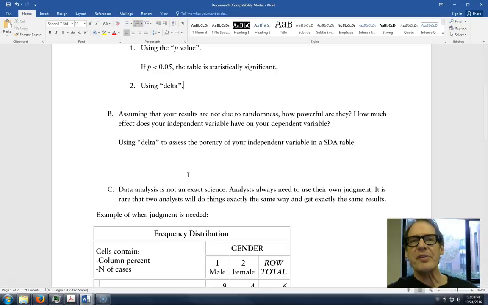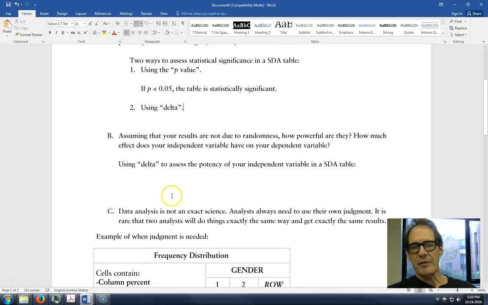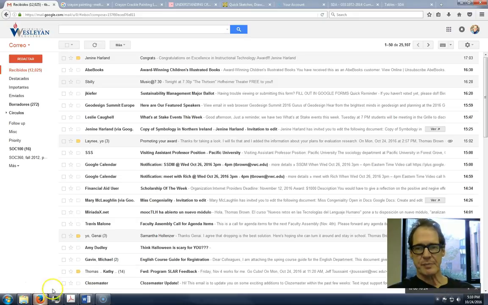So the delta statistic has two uses. We calculate it the same way. It's the difference between the highest and lowest percentage in a row. So we can use it both to assess statistical significance. Is it greater than 10% or not? We can also use it just to measure how much effect the independent variable has on the dependent variable.